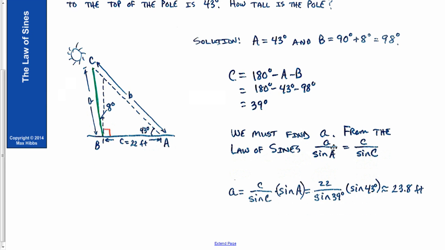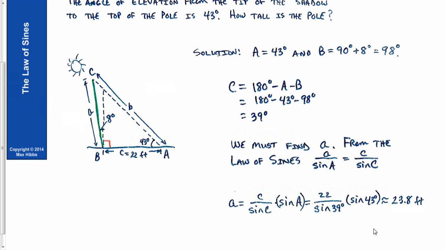I'm going to take that form, and I'm going to multiply both sides by sine of A. So to calculate side a, I'll have c over sine angle C times sine of angle A. And I'm just now plugging in the values. So side c is 22 feet, angle C is 39 degrees, angle A is 43 degrees. When I put this into my calculator, I get 23.8 feet. 23.8, and I know it's measured in feet.